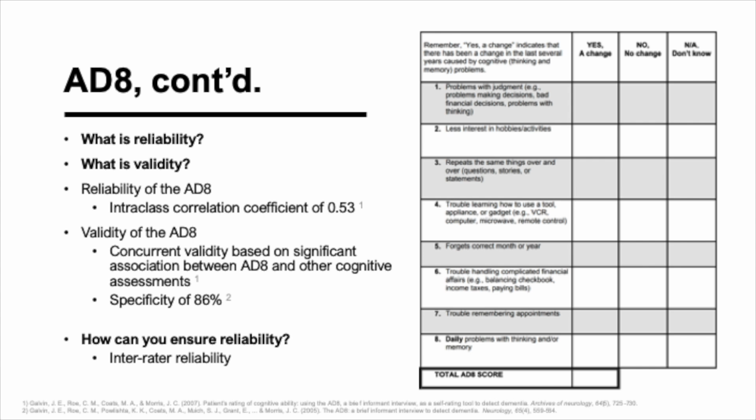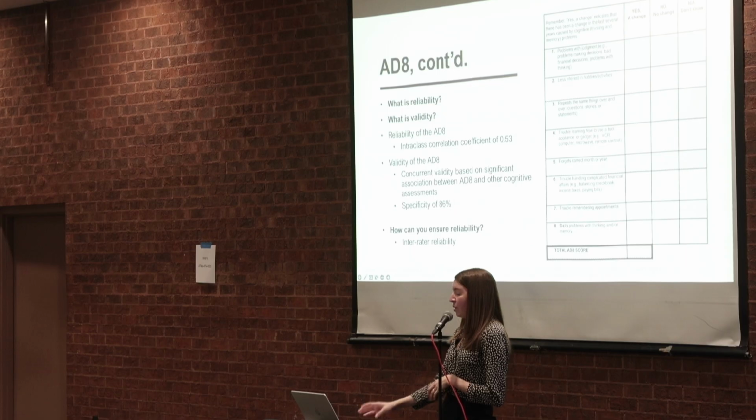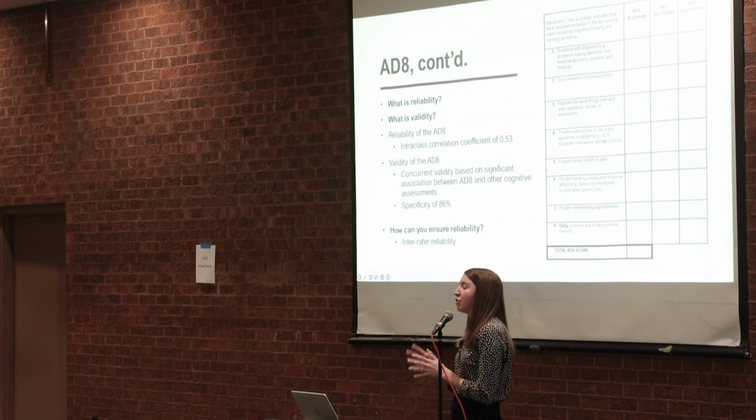But if you were going to use the AD8, there are some ways that you can help to ensure that it's a reliable tool itself just when you are using it. One way you can do this is called inter-rater reliability, in which there's going to be you and someone else completing this AD8 assessment on an individual. So inter-rater reliability is the level of agreement between the two raters. So if everyone were to agree, that agreement percentage would be 100%.